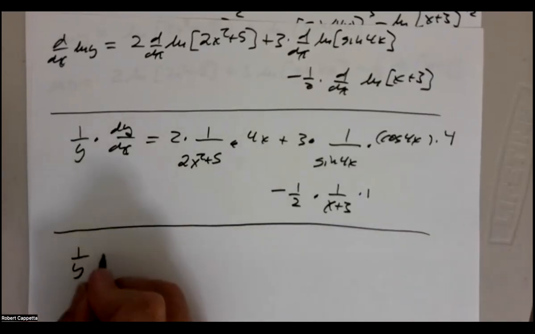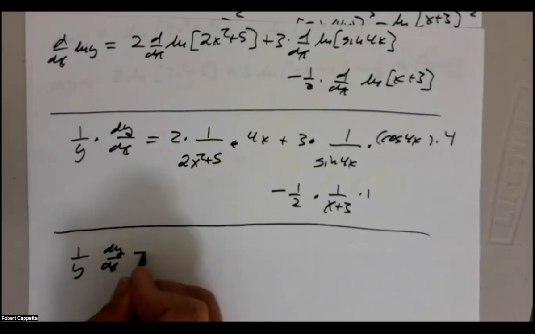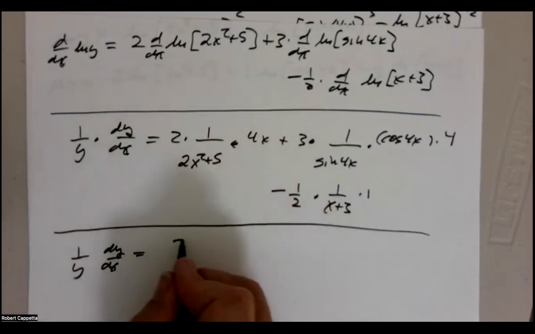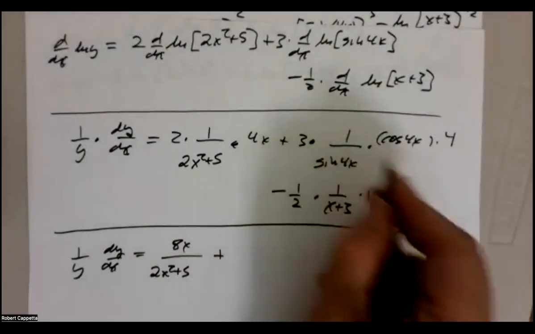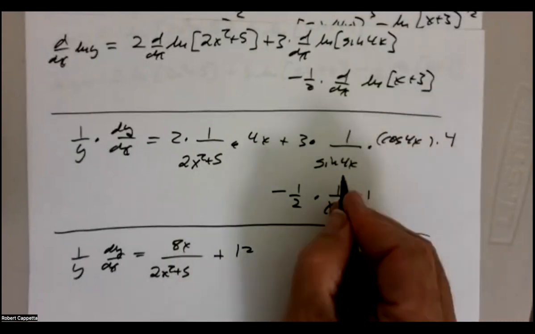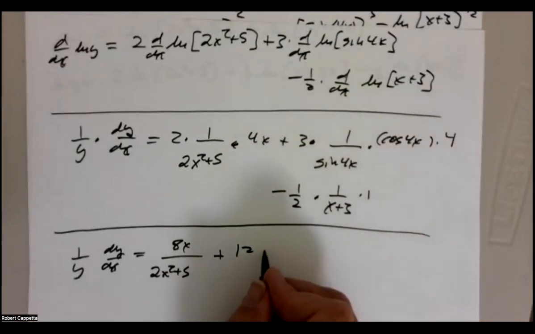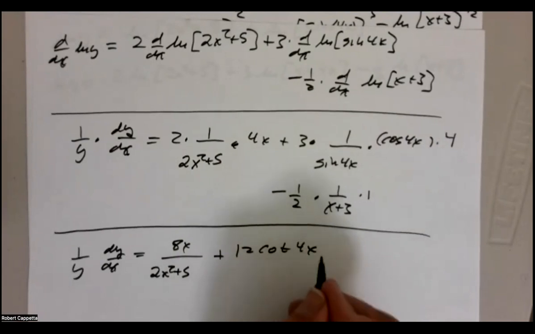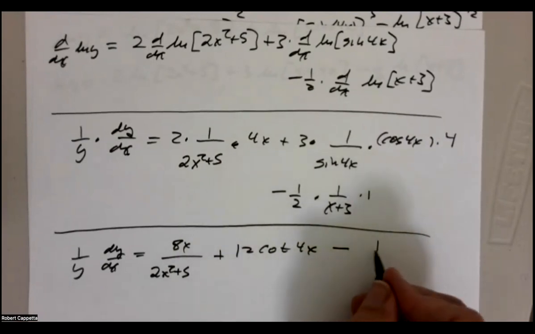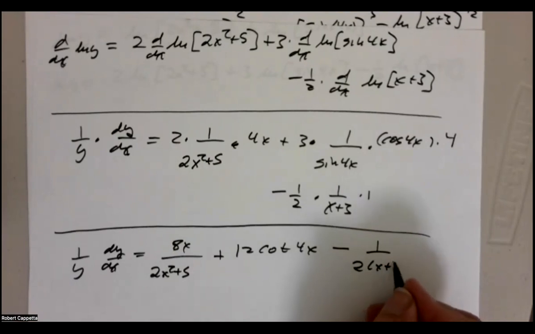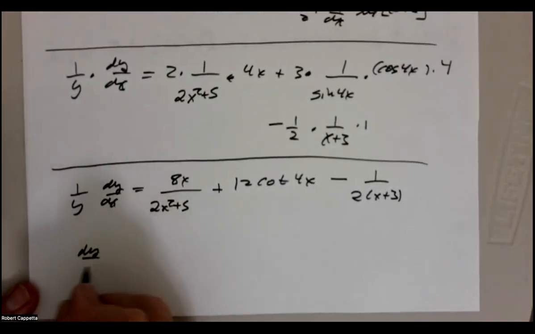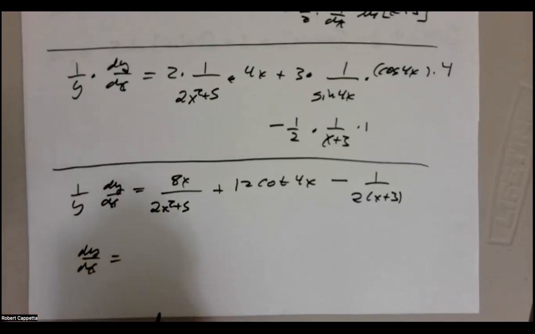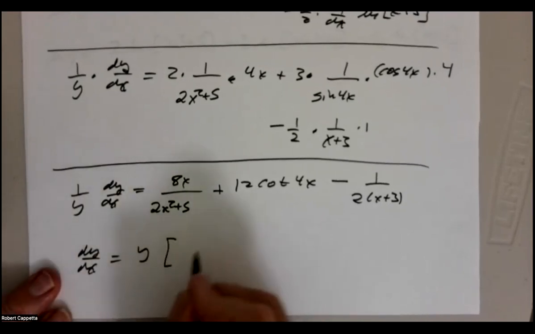What do we have? 1 over y, dy dx equals 2 times 4x, 8x over 2x squared plus 5, plus 4 times 3 is 12, cos 4x over sine 4x, let's call it cotangent 4x, minus 1 over 2 times 1 over x plus 3. Multiply both sides by y, so y times all this.